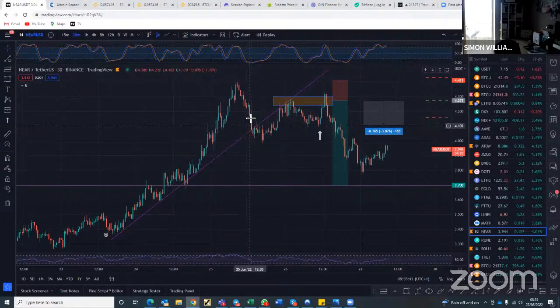So as soon as I get a break of trend, and I consider that a break of trend, that's 1, 2, 3, 4, 5, 6 hours outside of it, I'm going to put my fib on the top. I'll get that out of the way. I'm going to put my fib on the top.